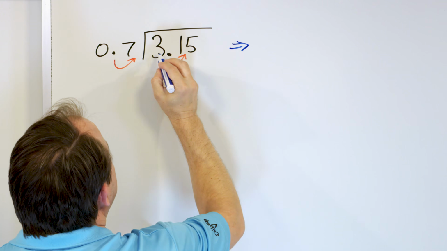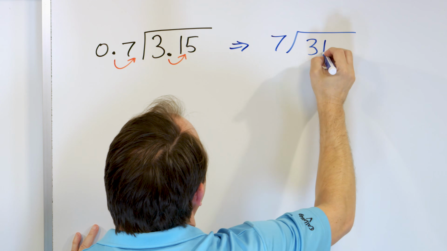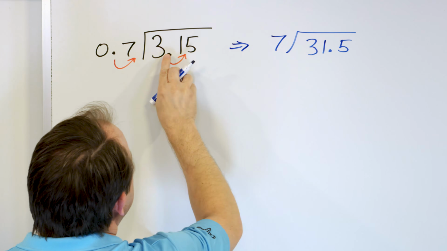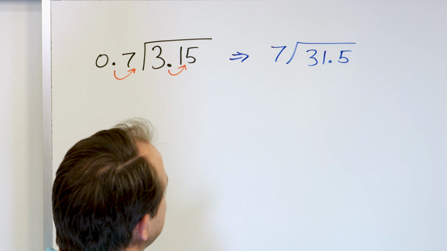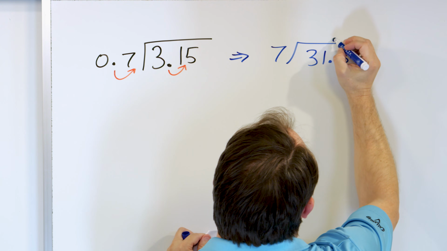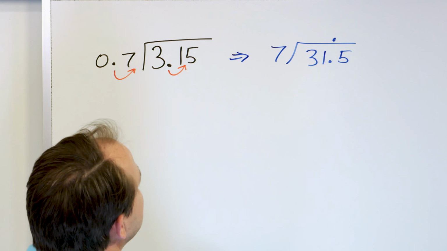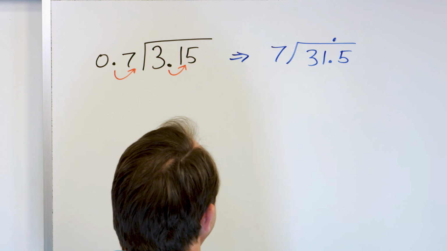The new problem I get will have the same answer as this one. So I now have a problem where it's a 7 on the outside and it's 31.5 on the inside. I moved it 1 spot and 1 spot. This is the new problem I'm actually going to solve. First step, you see where the decimal point is. Go ahead and put it right above it, float it right above there, and that's where the decimal will live in the final answer.